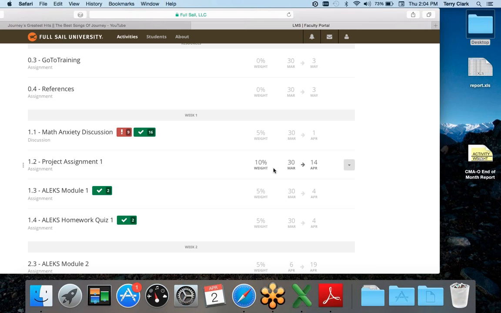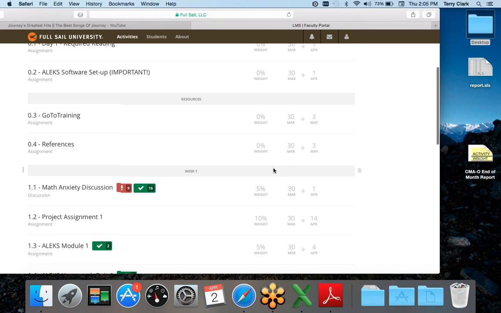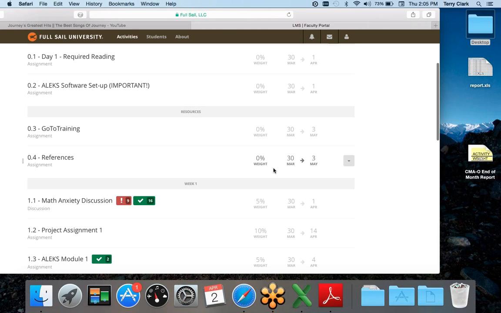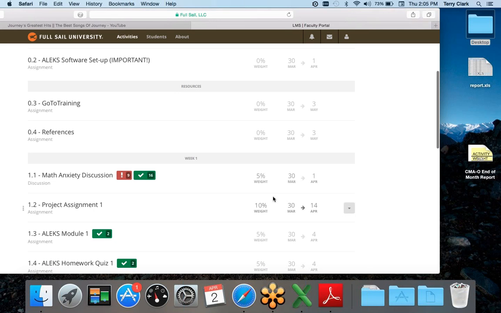An interesting thing to look at while we're looking at the weighted average for project one: if you scroll up and look at the go-to training, the references and the Alex software, you'll see that that's worth 0% of your overall grade. If you look right above project one at the math anxiety discussion, you'll see that that's worth 5% of your overall grade. So the dashboard is a good place to use as a calendar to plan your assignments and to see how assignments are going to affect your overall grade.